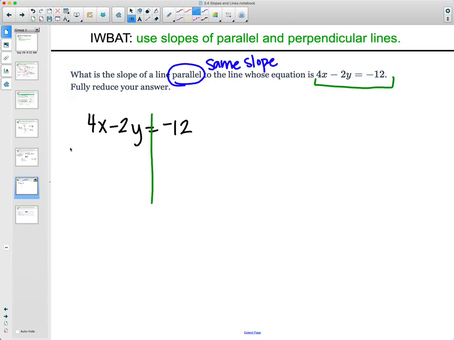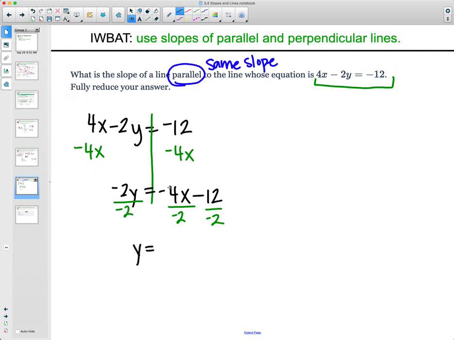So we're going to go ahead and get our x on the other side by subtracting 4x from both sides. So we're left with -2y equals, and then I like to write the x term first since these aren't like terms. So I'll write the x term first, and then -12, so -4x minus 12. Now we need to get y by itself by dividing both sides by -2. So -2 divided by -2 is 1. Negative 4 divided by negative 2 is positive 2, and then you have that x. Negative 12 divided by negative 2 is positive 6.